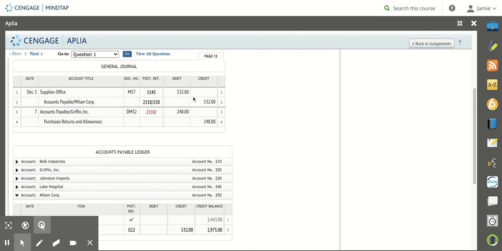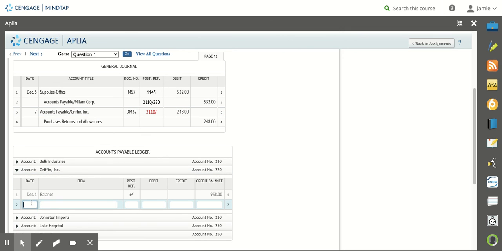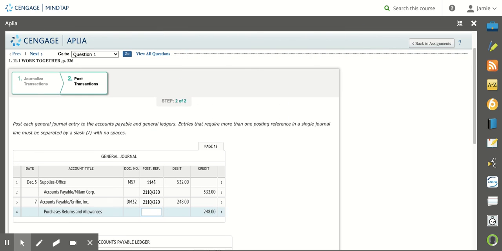We also need to post to our Griffin Inc. So we'll go into Griffin Inc.'s account on December 7th, G12, a debit of 248. Credit balance, now we have a debit. So after we subtract, our new balance is 710. Take account number 220 back up into our journal. And then finally, you'll post to the purchases, returns, and allowances account, as we always post using our 5 steps. And that is section 11-1.